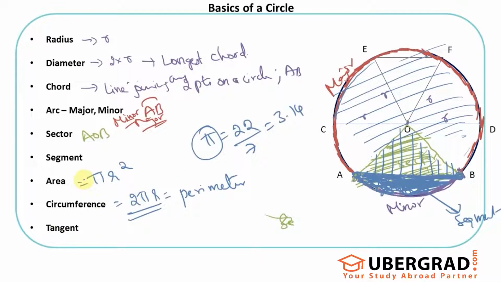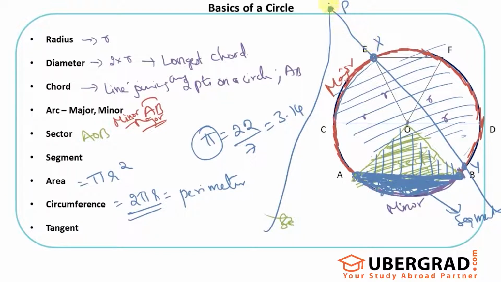Tangent is nothing but this: if I have a point outside the circle, let's say a point P, and I draw a line, there are three possibilities. If I draw a line like this, it would not touch the circle. Or it will cut the circle at 2 points, let's say X and Y. Or it cuts the circle at exactly 1 point. That's the tangent, around this point, let's say some point T.